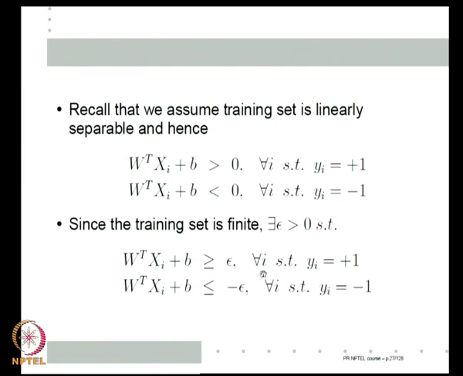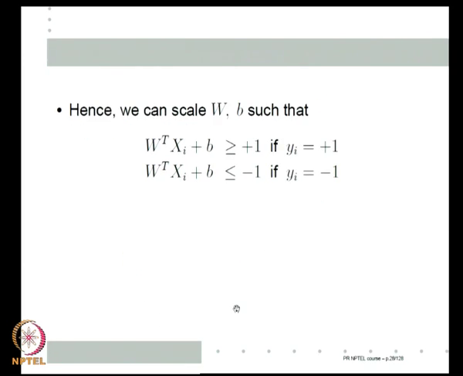Once we can satisfy this, I can divide this entire inequality by epsilon, because it is a positive number. Dividing the inequality by epsilon simply means I am scaling W and b. Now, if W transpose x plus b is equal to 0 is a separating hyperplane, then kW transpose x plus kb is also a separating hyperplane. So, I can scale W and b to satisfy W transpose xi plus b is greater than or equal to plus 1 if xi is in class plus 1, and less than or equal to minus 1 if xi is in class minus 1.